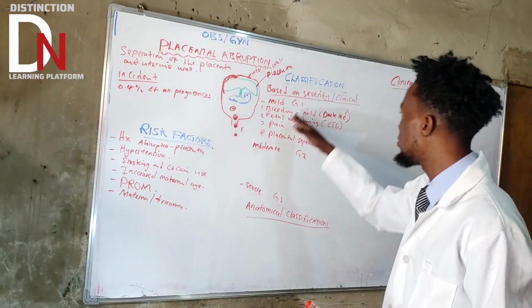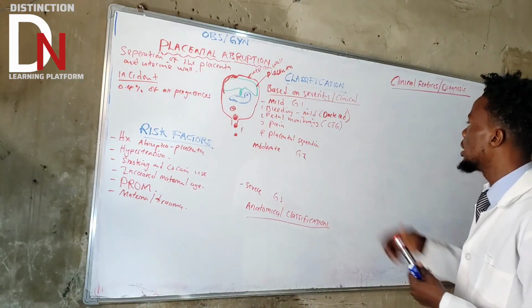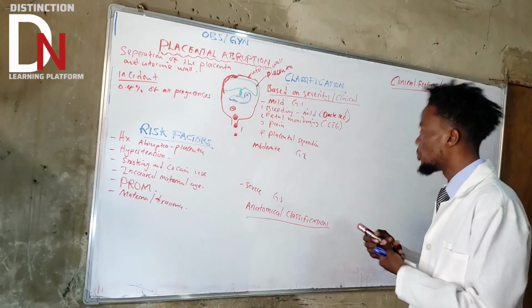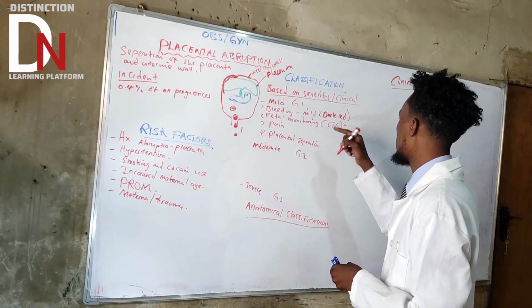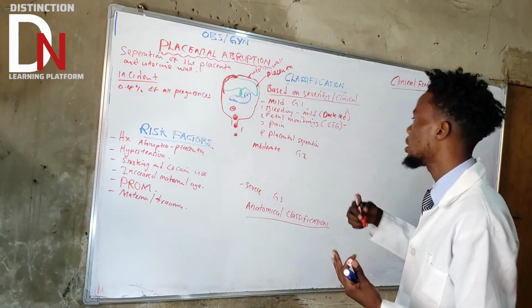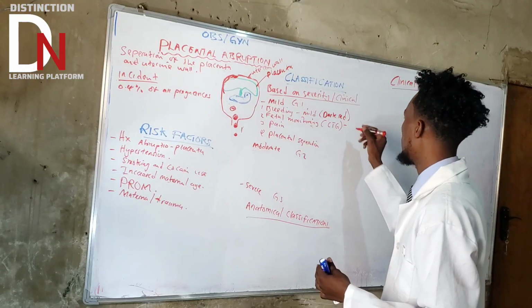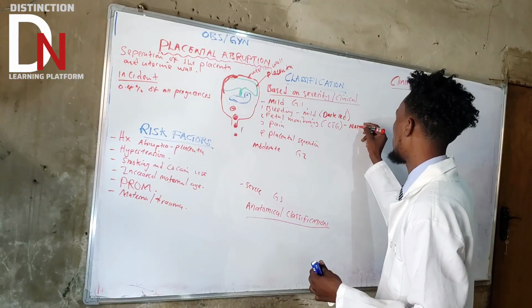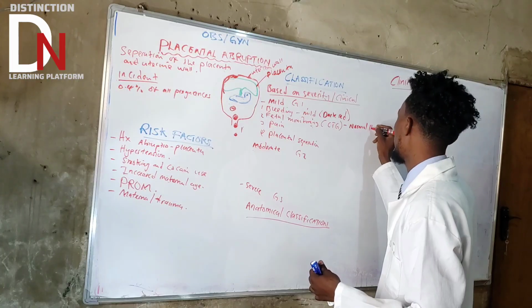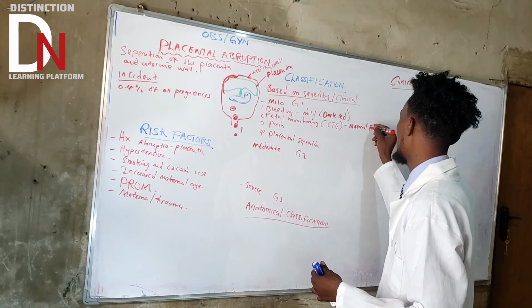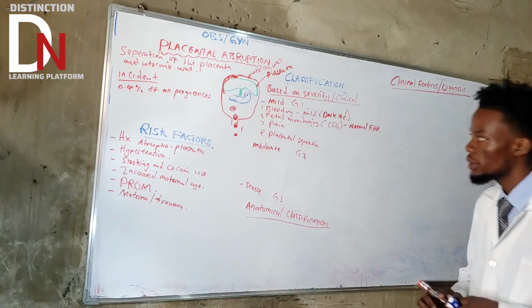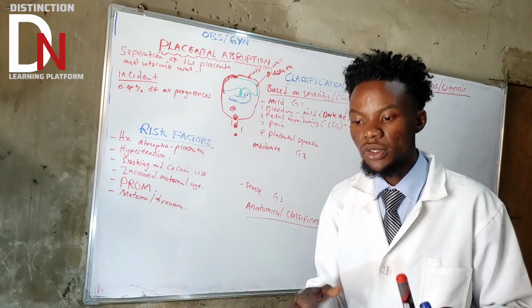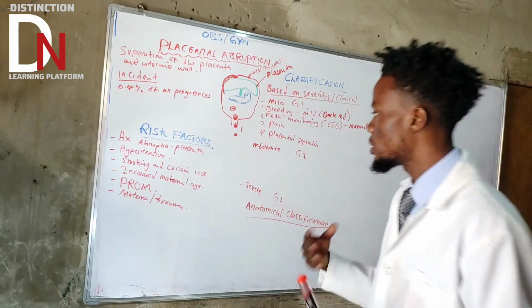Now, if you look at the mild or grade 1, here there will be a normal fetal heart rate. So there will be no deceleration, there will be nothing like that. The fetus sees normal fetal heart rate. There will be nothing strained on the CTG.